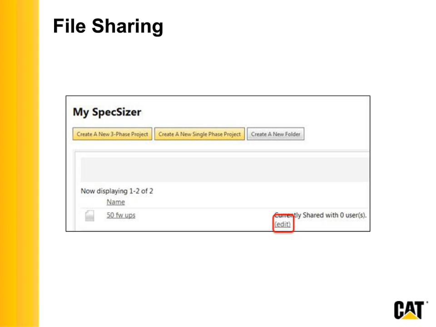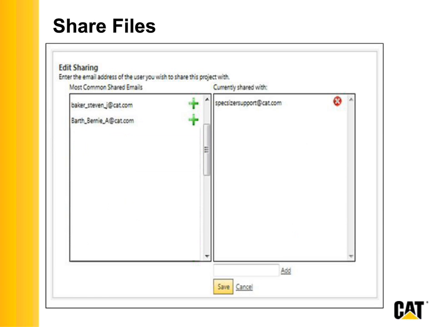and all you do is you simply click that edit command, and if you've shared your project, whatever number of other users you've shared your project with, it'll tell you here. It could be 1, 2, could be 10. And so you click that edit command. It's going to bring up this dialog, and you have an opportunity then to type in another registered SpecSizer user's email address in the box right above the save command. You simply type in their email address, click add, and if this is the first time that you shared that file with that person, their email address will be added over on the right-hand side.